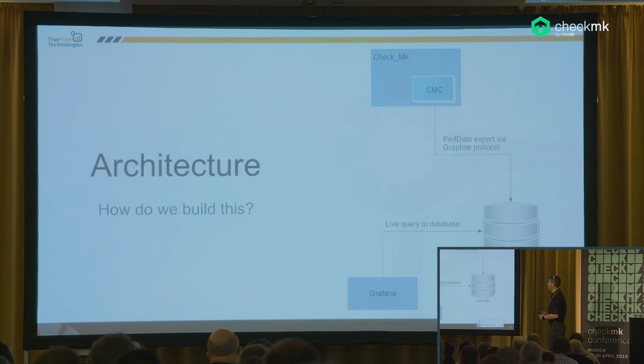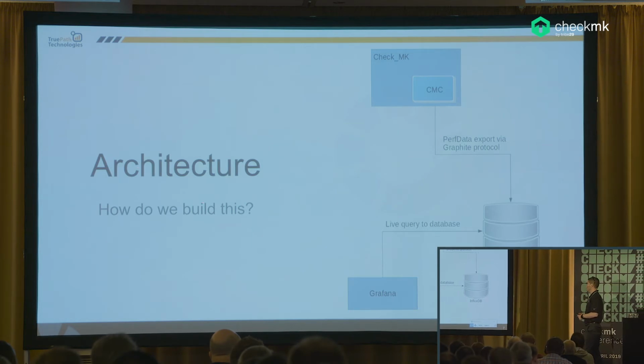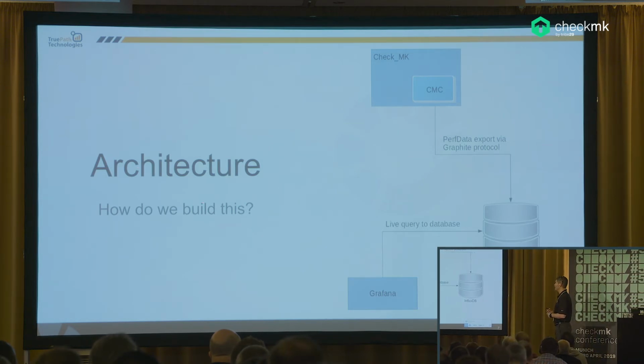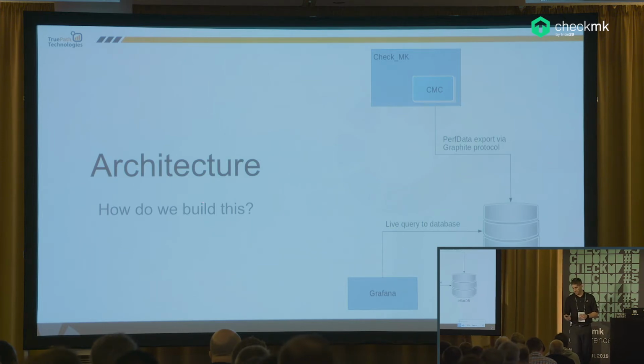So what does this look like? How do we build this? Well, on the top, we've got our typical Checkmk. And we have an InfluxDB, and then we have Grafana sitting down here. And so InfluxDB is where we're going to push all of the performance data. And that's using a protocol called Graphite. So Checkmk can speak Graphite natively. It pushes the data over into InfluxDB, and then Grafana goes ahead and queries the InfluxDB.